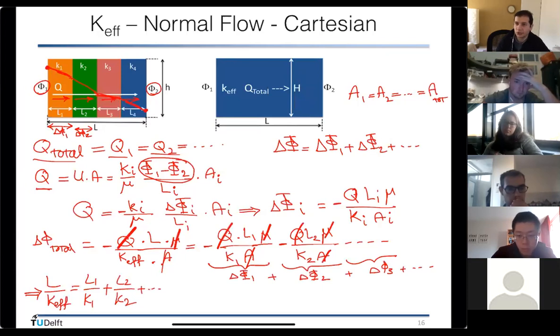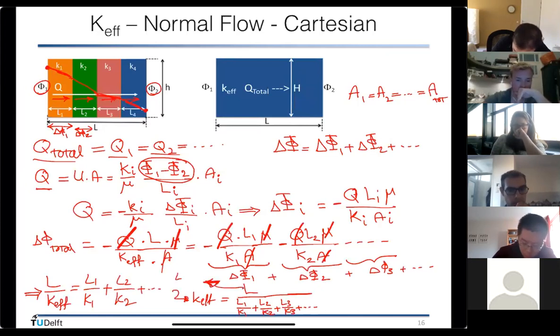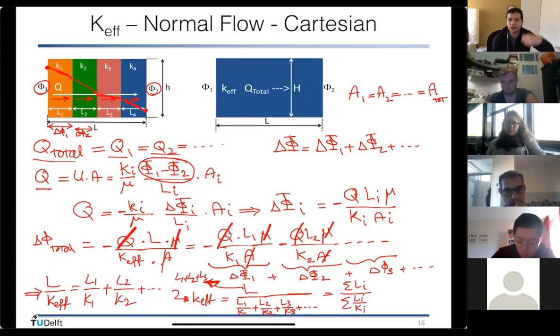That is called harmonic averaging, the averaging that we used in reservoir simulation without letting you know why. This is harmonic averaging that says K effective, if I do the math, is L divided by L1 over K1 plus L2 over K2 plus L3 over K3 plus all of them. And we know that L here is L1 plus L2 plus L3, so it's total L, the summation of all small L's, L1, L2, L3, L4, all the way to the end. So I can say this is the summation of Li's, which is L1 plus L2 plus L3, divided by the summation of Li divided by Ki, which is L1 over K1 plus L2 over K2 plus L3 over K3.